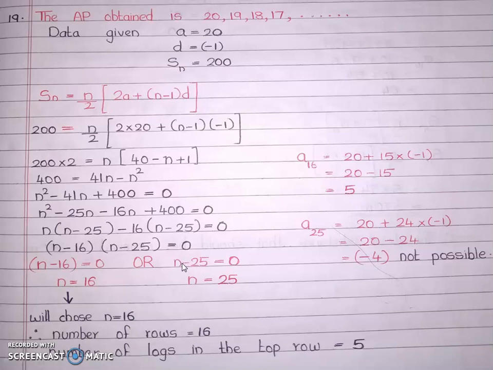So how will you choose? Once again, how will you choose the number? If both the numbers are positive, find A16 and A25. Nth term cannot be negative because you are finding the number of logs in the top row. That will never be negative. So you will choose the value of n according to this value. You should get a positive value. Clear? We'll go to the next question.